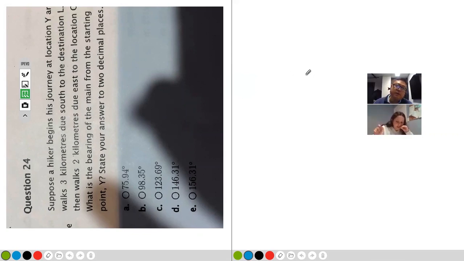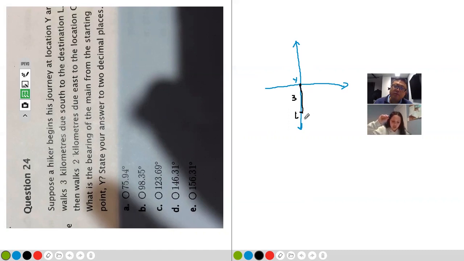Okay, so let's draw our quadrant up. And then I worked out that the point of origin is Y. So this is Y. And then he walked directly south for 3 kilometers, and I labelled that 3 kilometers. And I labelled that dot L.